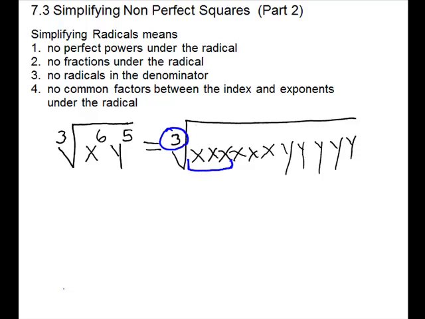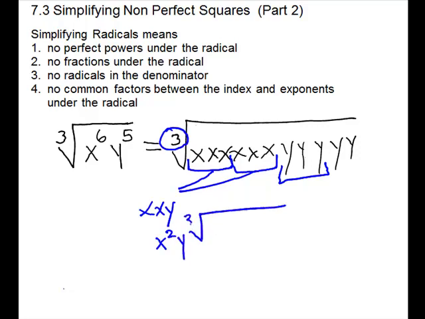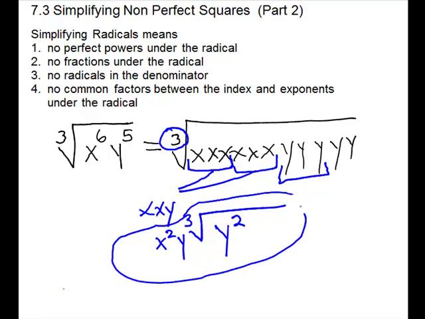So there is one group of x's. So one goes out and another one goes out. For the y's, 1 will go out. The other 2, that's not enough. It's not 3. So we have x squared y on the outside, and the cube root of 2 y's left. That will be y squared. Right, this is our answer. And that 3 should be a little bit better on that hook. That is for the cube root.